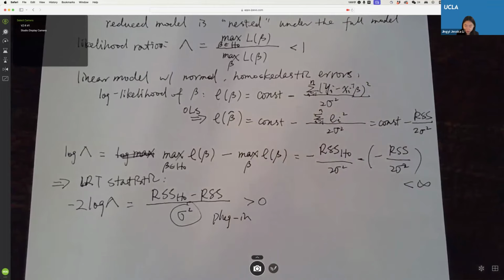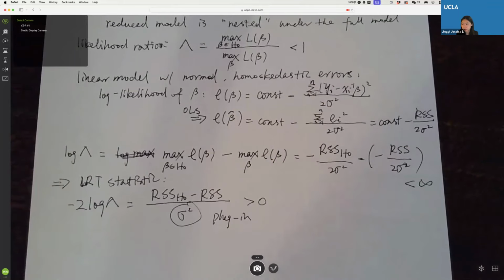This is a question I have for you to think about. How do we estimate sigma square? Should we estimate it under the full model, the alternative hypothesis, or under the reduced model, the null hypothesis? The answer here is a little bit tricky, but it depends on something we need to always have in mind in classical statistical inference: what do we think is the true model?